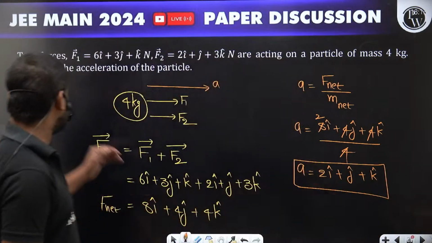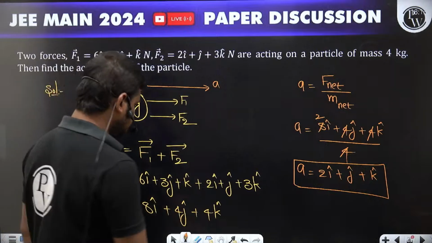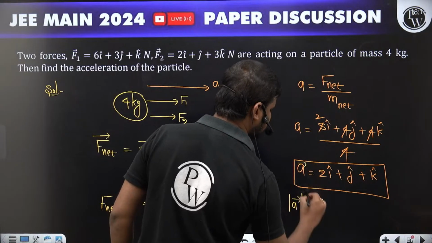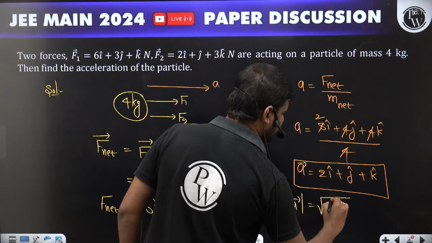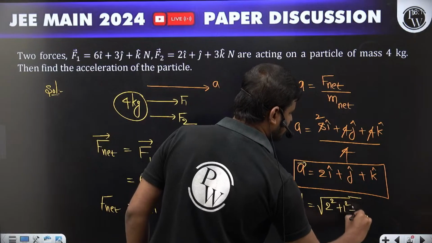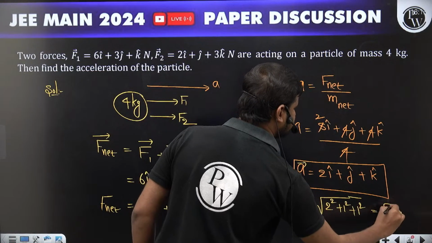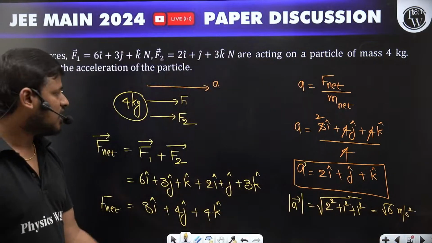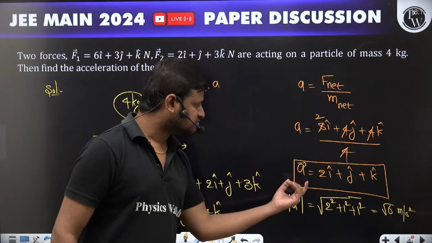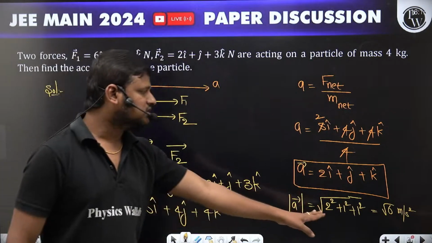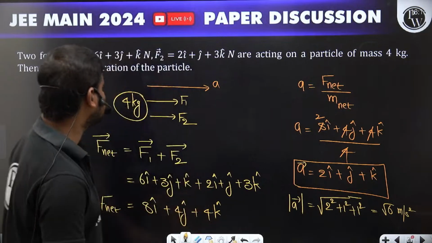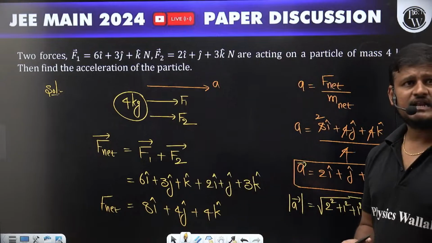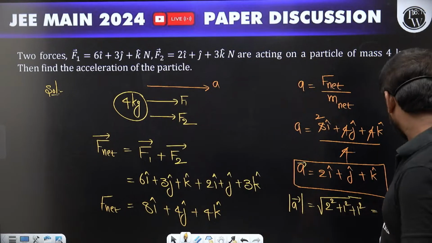So this is the final acceleration. If they gave values in the options, you can find the magnitude of this one. The magnitude of that acceleration will be equal to square root of 2 square plus 1 square plus 1 square, which is root 6 meter per second square. Or if they gave vectors in the options, you can choose this one. Or if they give the magnitude, you can choose this one. So this is also a basic question from NLM, Newton's laws of motion. Done? Yeah, hi.